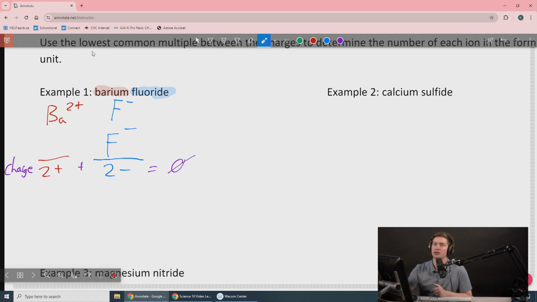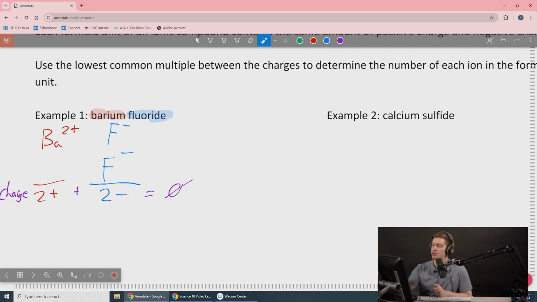This phrase here, the lowest common multiple between the charges: use the lowest common multiple between the charges. If I'm looking at these charges, this has got a 2+, this has got a 1-. The lowest common multiple is the smallest number that both 1 and 2 can multiply into, and that answer will be 2. 2 times 1 gives me 2. 1 barium gives me a 2+ charge. And 1 times 2 will also give me 2. So 2 fluorides gives me a 2- charge.